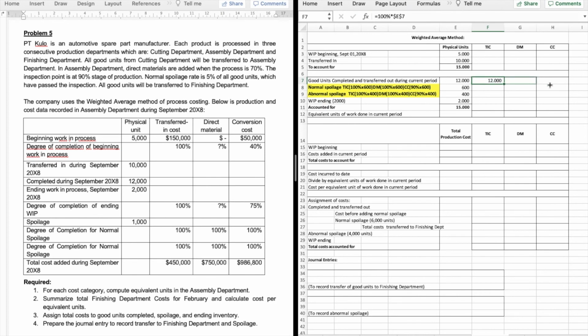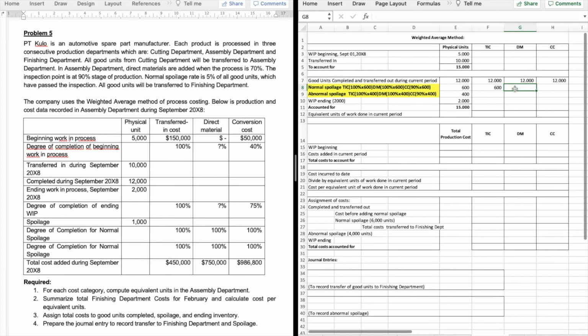And for the normal spoilage here, for the transferred in cost, it will also be 100%. Okay, now for the direct materials. Pay attention to the degree of completion of direct materials. Here we have 70% and the inspection point is 90%. It means that when the inspection is held, the direct materials are already added.